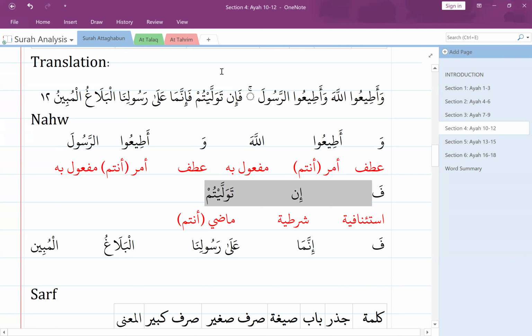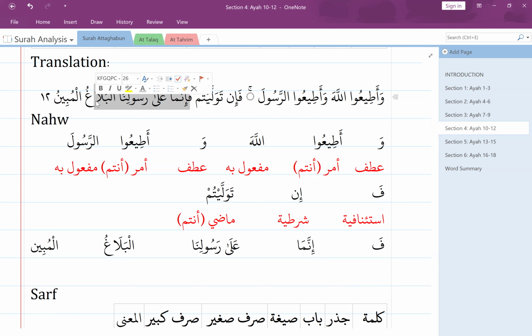Let me give you an example. When we were doing jumla shartiya, we said, for example, if you go, I will come. If you go, then as a result of you going, I will come. That is jumla shartiya. If this happens, then this happens. So if we say this part is jawabu shart, then this has to happen first, and then this has to happen second. So if you turn away, then the Prophet's mission is just to convey. It doesn't make sense. It's not as a result of that.